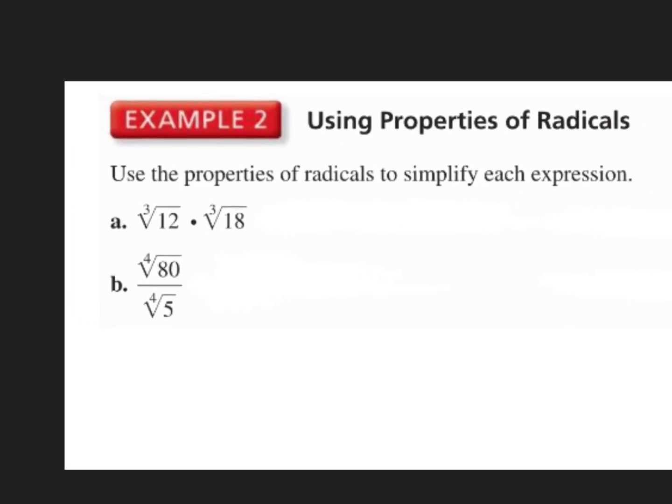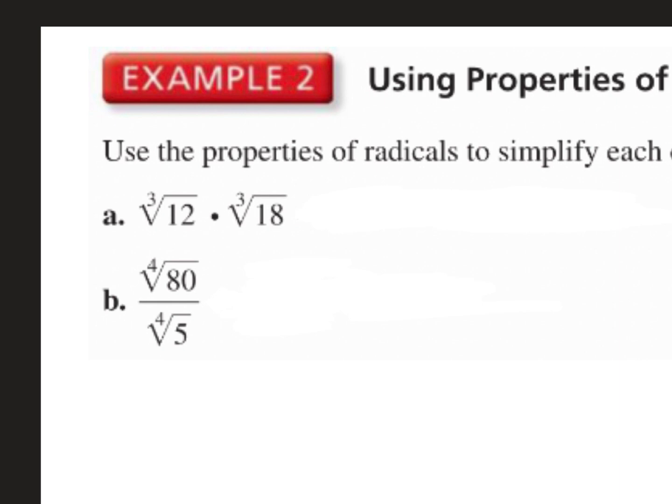All right, so example 2a. What can I do here when I'm multiplying them? I can multiply 12 times 18. So this is the 3rd root of 12 times 18. Now our goal is to simplify. So do you think I actually have to multiply 12 and 18 together? No, because I'm going to break it down to find the factors anyways. So I might as well just find the factors from here.